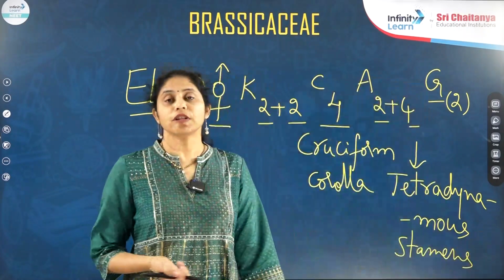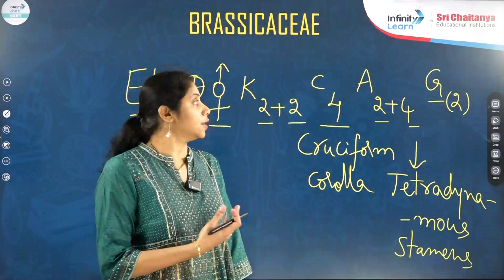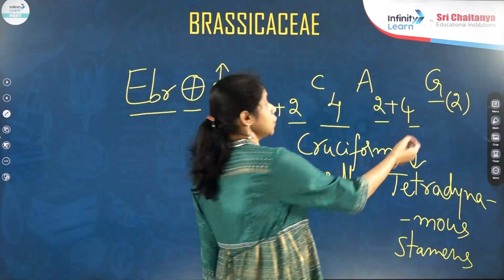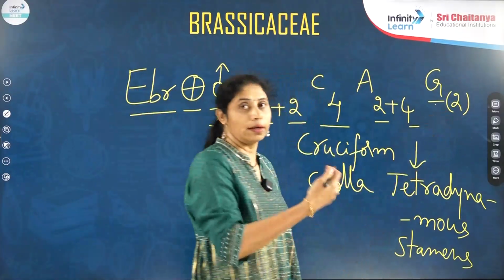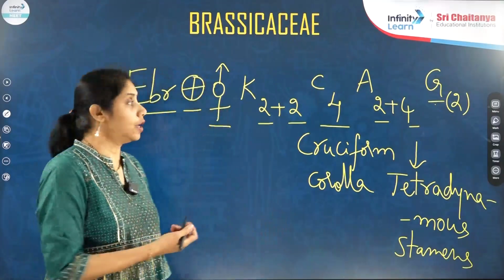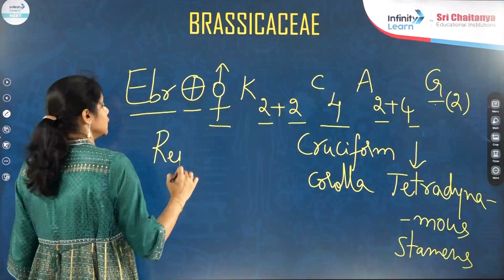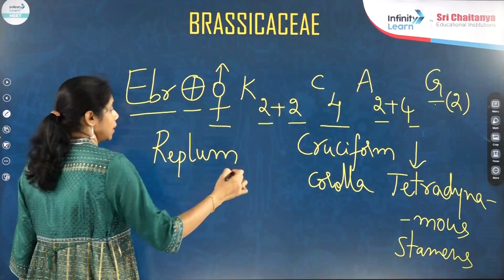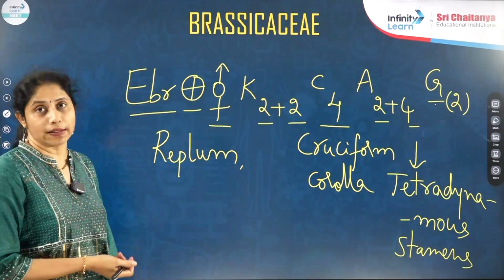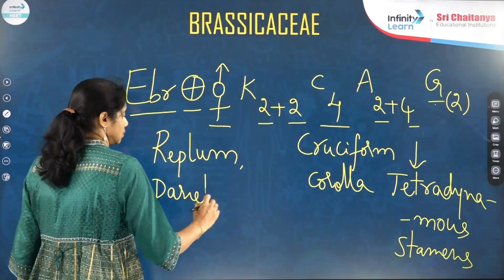And then gynoecium, it is made up of 2 carpels. So bicarpellary, syncarpous and superior ovary. Okay, superior ovary is indicated by the underlined G. So these are the main characters of the family Brassicaceae. And with this, we have one more feature, replum is present, partial septum. Replum is present in the Brassicaceae. And this family will be showing parietal placentation.